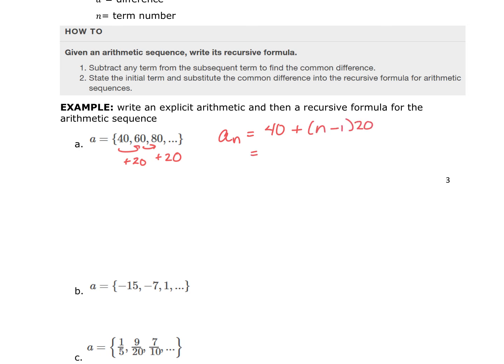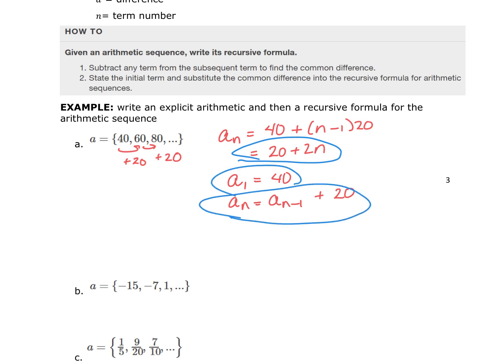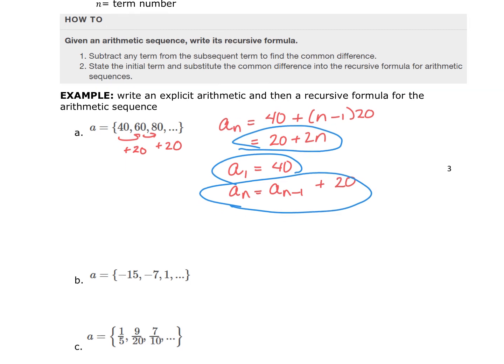Now we're going to clean this up just a little bit, and so we know this is 20 plus 20n. There it is explicit. As a recursive, the way we write this is a sub 1, we have to give that, which is 40, and then a sub n is going to be the a sub n minus 1 plus just the difference, which is plus 20. So here is the explicit or closed, and here it is as a recursive. So it's always saying, hey, take your previous one and just add 20.